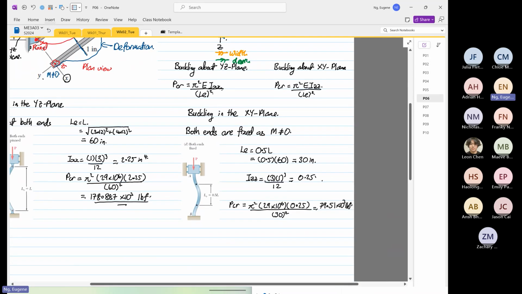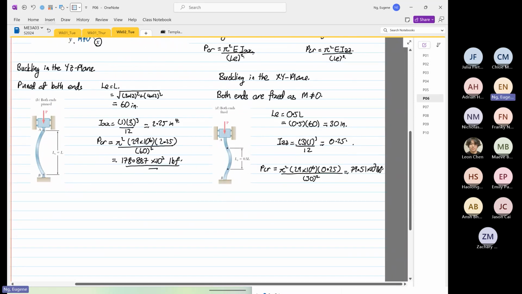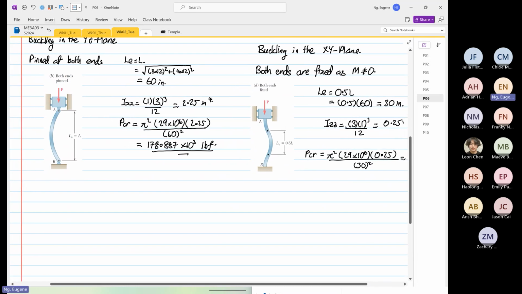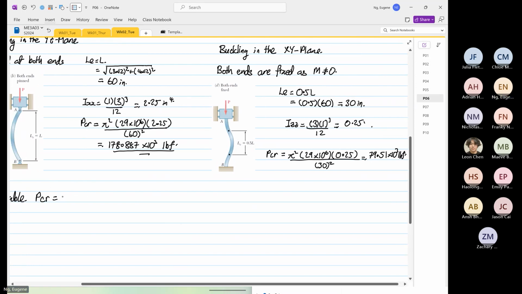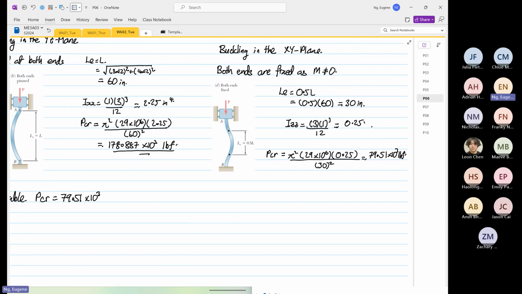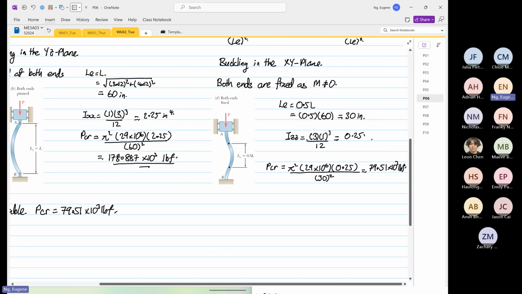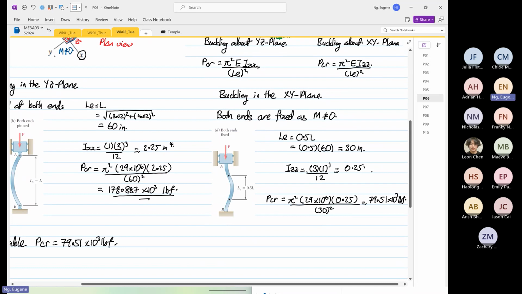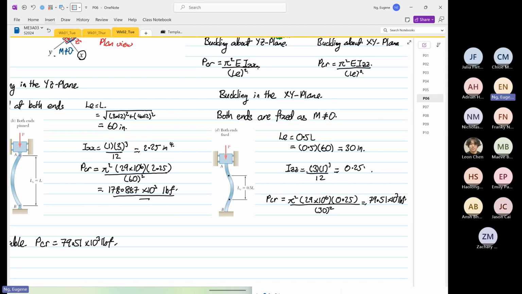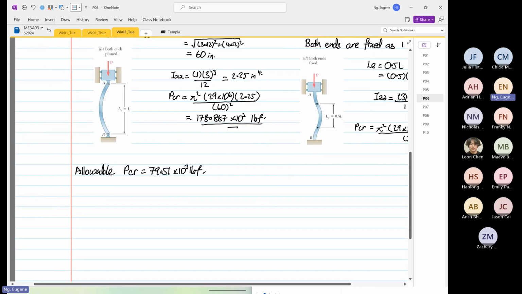Okay. So for the critical load, the allowable critical load, you pick the lower value. The allowable critical load is equal to 79.51 times 10 to the power 3 pound force. If you were to select the bigger one, if you select 178, our structure will buckle in the XY plane. So we choose the lower value.